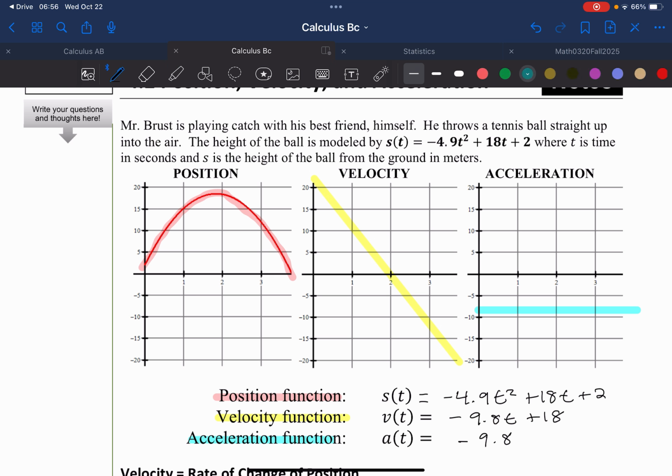Okay, and each of these has units associated with it. So the position one said that t is time in seconds, s is height. This is just going to be based off of t is time, and the whole thing is in meters. So the position function is going to be meters. The velocity is meters per second, and the acceleration is meters per second squared.